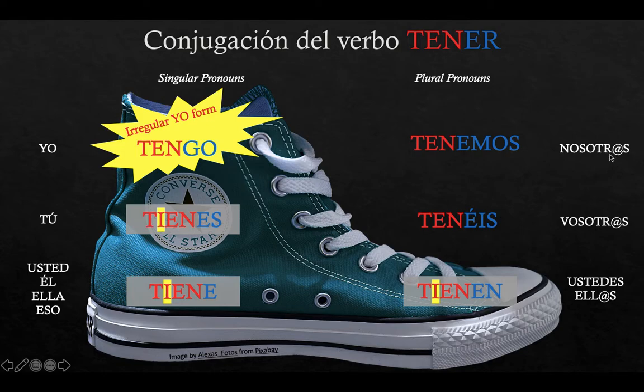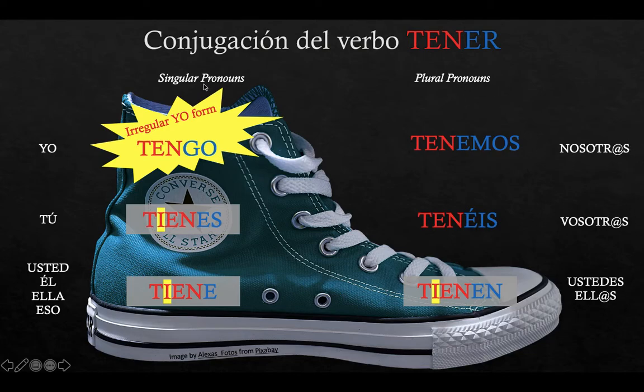We're talking about more than one person when we say we, and vosotros or vosotras is y'all in Spain. So when I say y'all, it's not just one person, it's many of them. And same with ustedes, which is y'all in Latin America, and ellos y ellas is they. So we're talking about more than one person here.